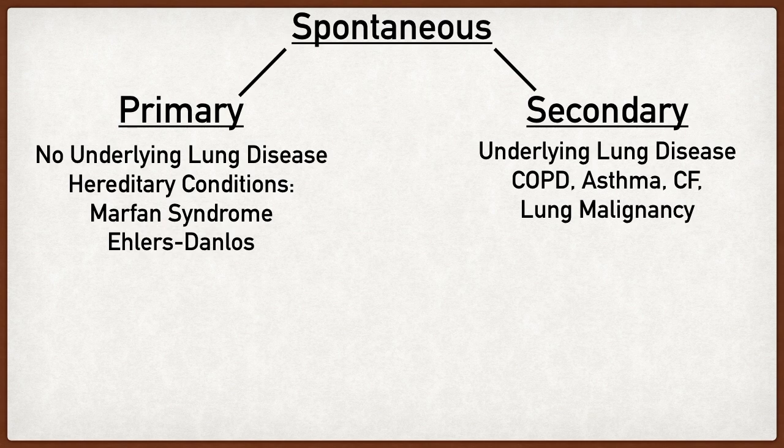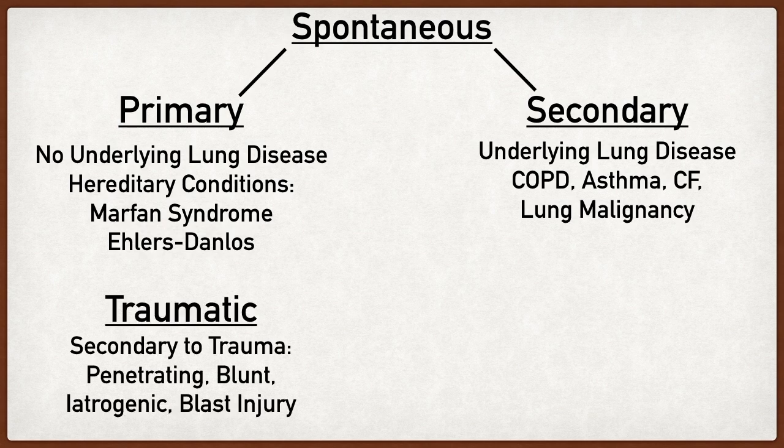The next type of pneumothorax is a traumatic pneumothorax. And this can be due to penetrating trauma like a gunshot wound or a stabbing, and this leads to external air coming into the pleural cavity. A traumatic pneumothorax can also be from blunt trauma, iatrogenic trauma, or blast injuries.